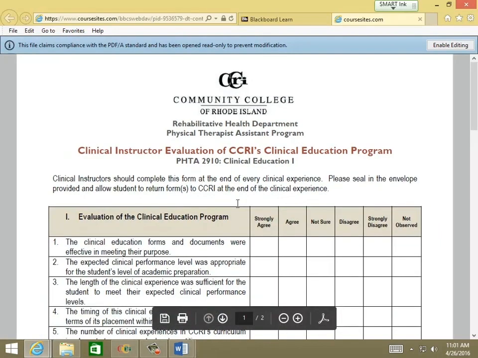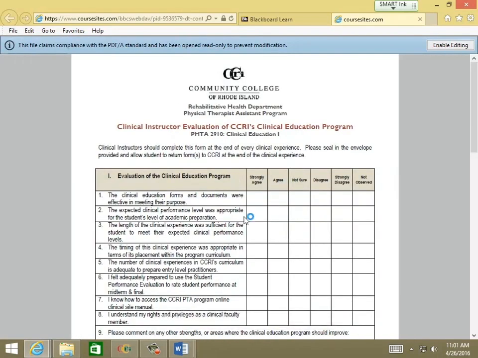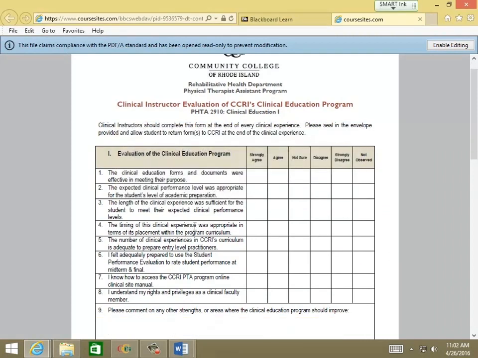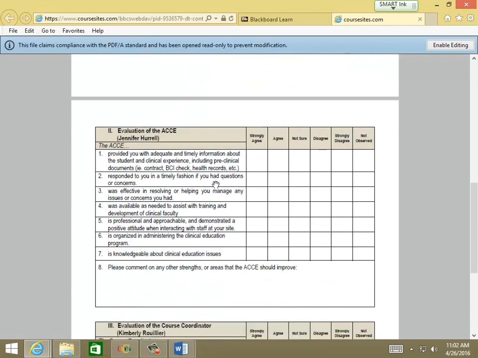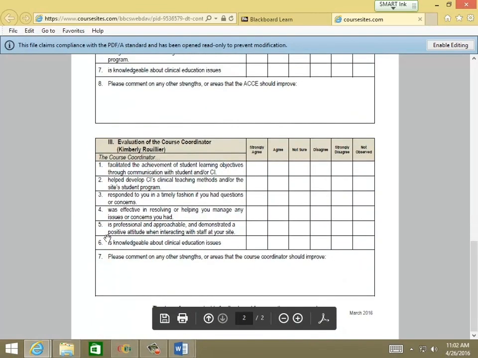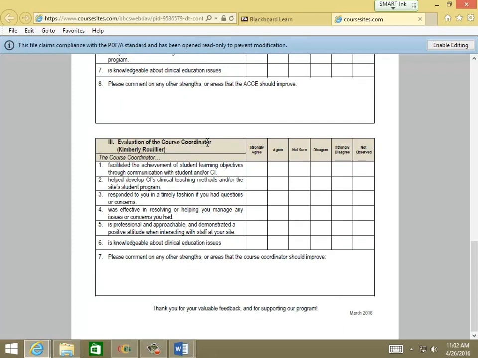You'll see this relatively brief form asks you to provide us with feedback about the clinical education program at CCRI, about the ACCE, who coordinated the experience for you, as well as the course coordinator. The course coordinator is the individual who contacted the CI at the end of the first week to check the student status, who came out to do the midterm site visit, who followed up with the student and CI if there was any issues or support that was required during the clinical.